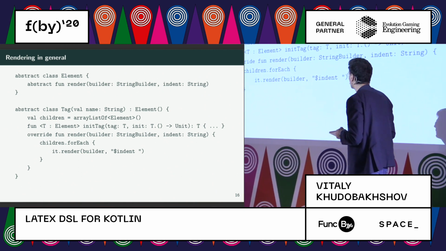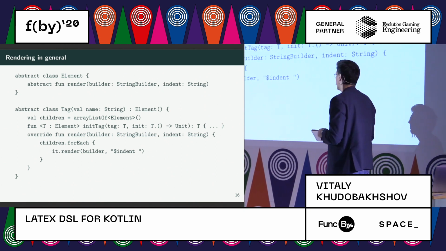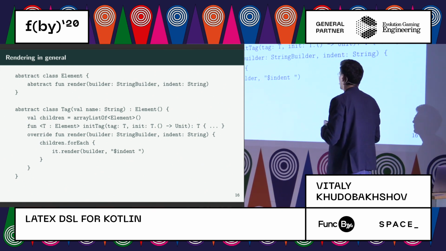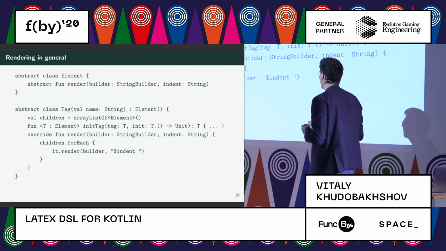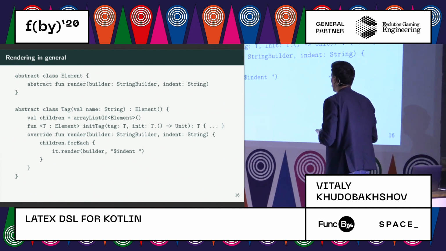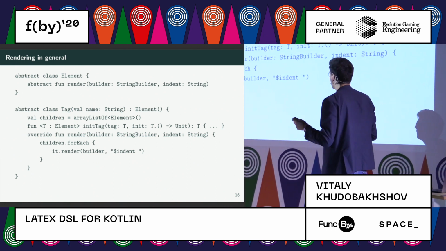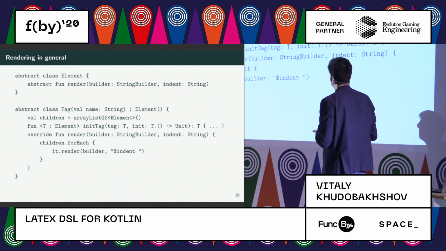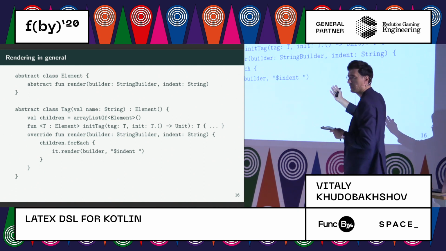And here you can see a basic implementation of the general tag, I mean tag with name. So when we are going to render the tag, we need to render children tags as well. So this is pretty easy, okay?